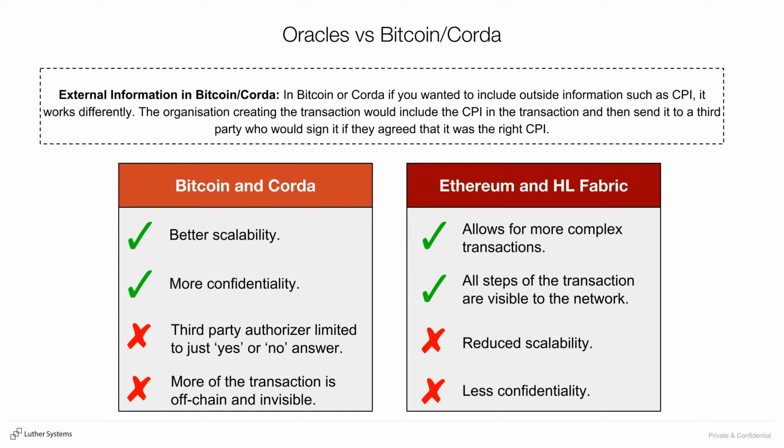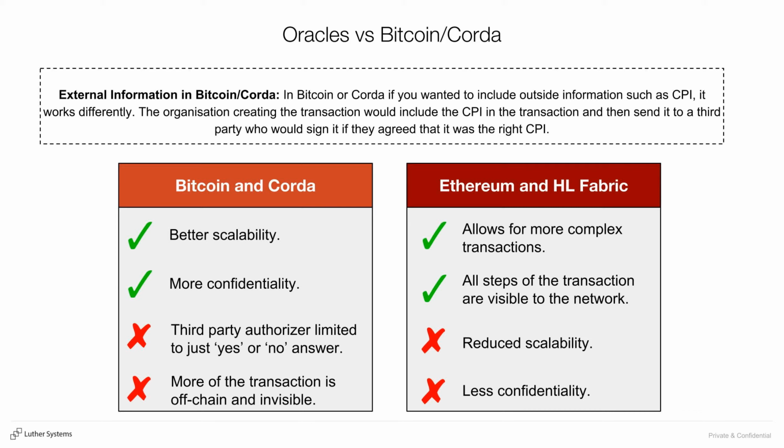So it's easier to scale if all the nodes in the network are doing less, because then you can process more. But the trade-off is that you don't have as much visibility into these processes that were executed off-chain. So there's a philosophical scalability argument on the side of Bitcoin and Corda: keep all the execution of these business processes and smart contracts off the blockchain, and let the blockchain verify that the smart contracts were executed correctly.